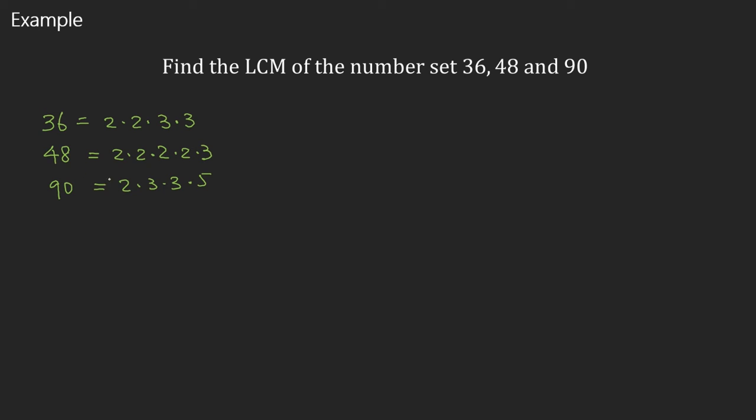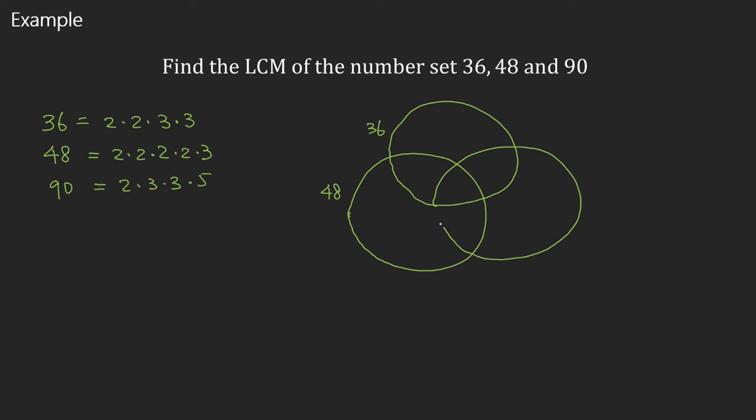Okay. And next, let's draw out our Venn diagram. So we're going to have one circle that will group in all the prime factors for number 36. Then we have our second circle that will group in all the prime factors for number 48. And then we have our third circle that will group in all the prime factors for number 90. And we're going to fit all of these prime factors into their relative locations in this Venn diagram.